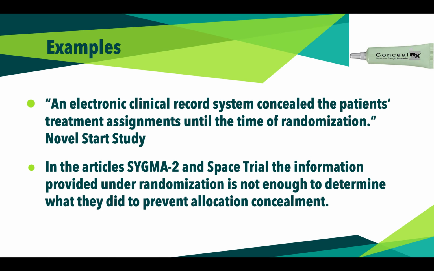These are some examples of how allocation concealment is portrayed in the articles we read in class. For example, we have: an electronic clinical record system concealed the patient's treatment assignments until the time of randomization. That is an example of a quote from the article Number Star Study. And then in the articles Sigma 2 and Space Trial, the information provided under randomization is not enough to determine what they did to prevent allocation concealment.